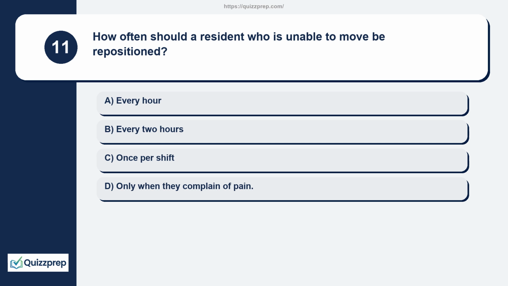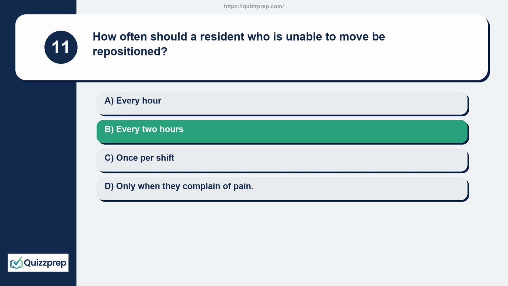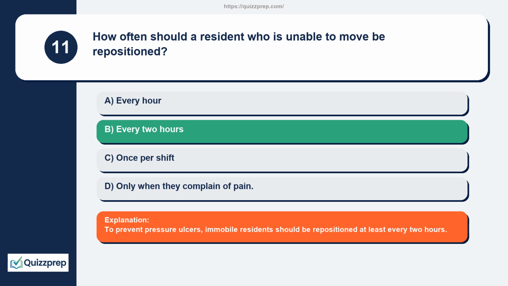Question 11. How often should a resident who is unable to move be repositioned? Every hour, every 2 hours, once per shift, only when they complain of pain. To prevent pressure ulcers, immobile residents should be repositioned at least every 2 hours.